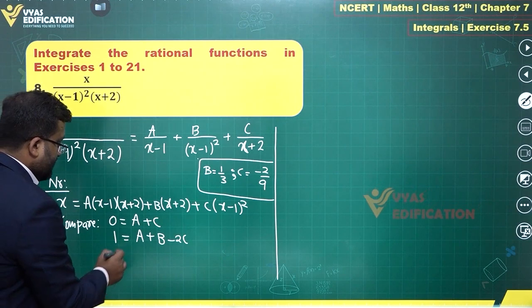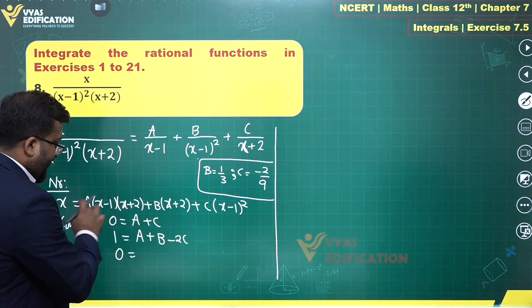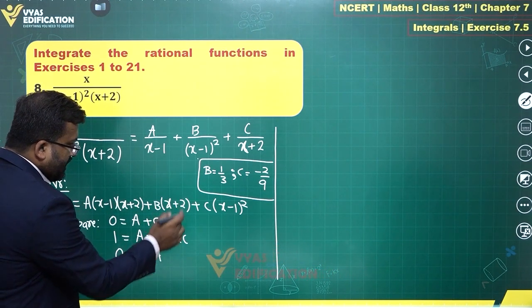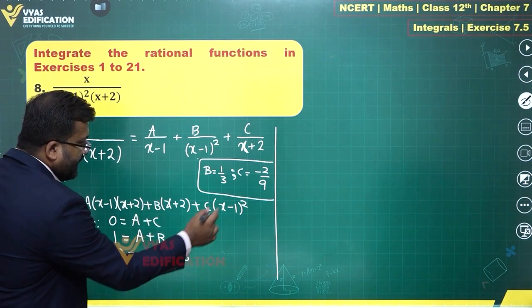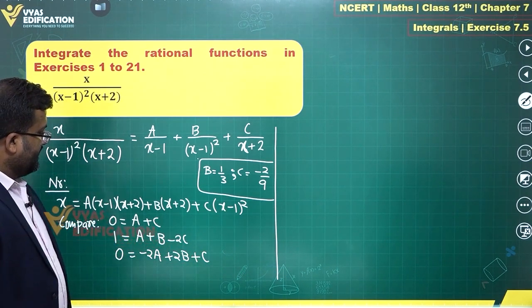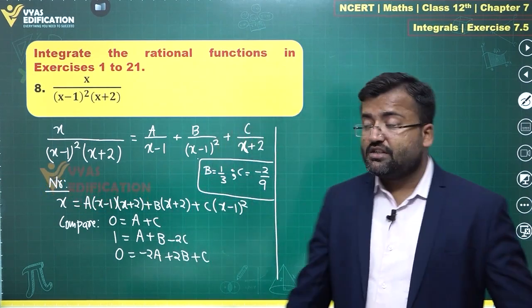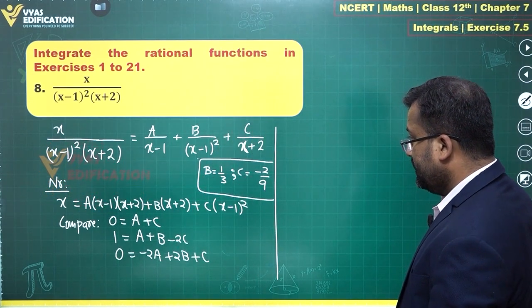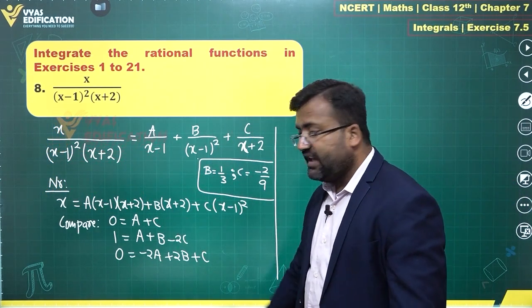What about the constant term? The constant term is 0 over here. The constant term is minus 2a over here. The constant term is plus 2b over here, and the constant term is plus c over there, right? So you have 3 equations and 3 unknowns, and this particular equation only has a and c, right?